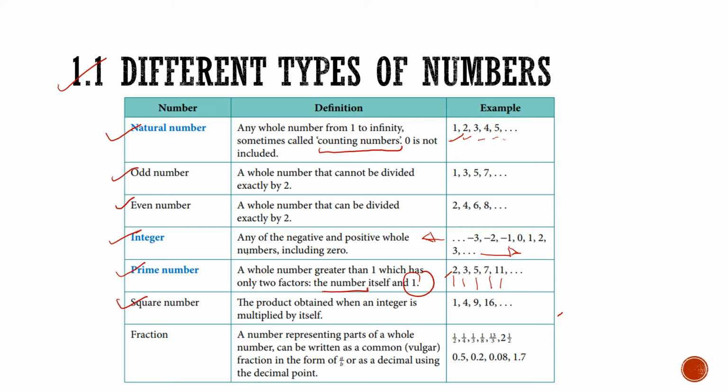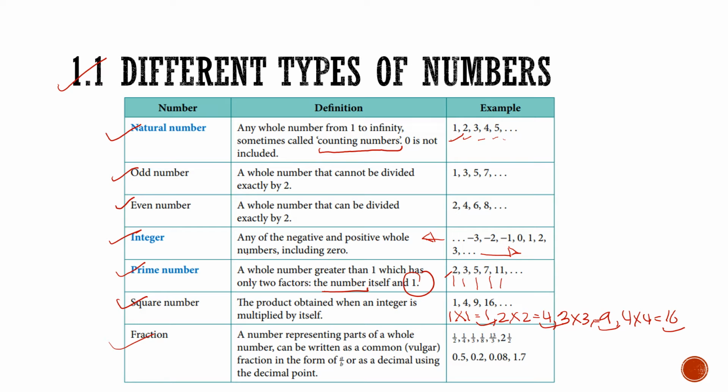Square numbers are the product obtained when an integer is multiplied by itself, such as 1 times 1 is 1, 2 times 2 is 4, 3 times 3 is 9, 4 times 4 is 16. So this 1, 4, 9, and 16 are all square numbers.